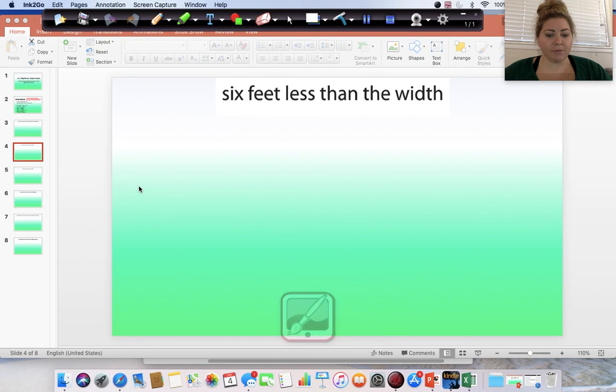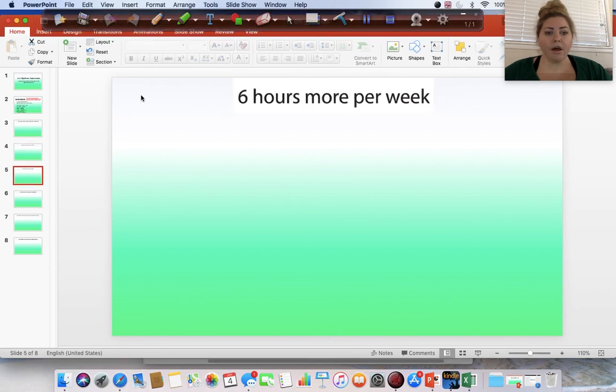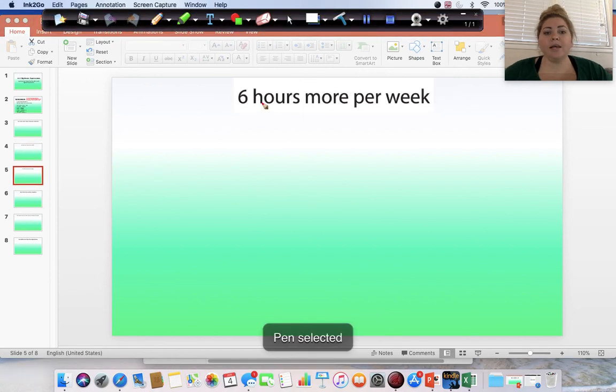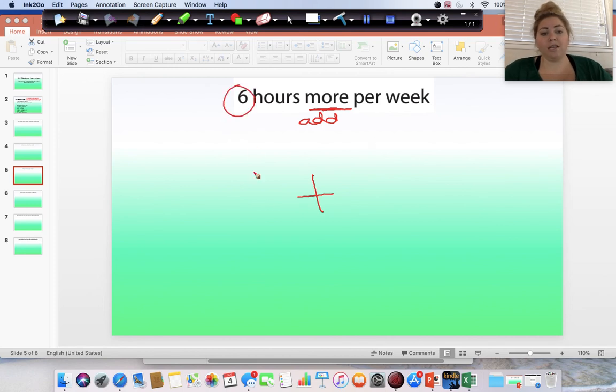Did I just mess something up? I might have. Okay, so let's do 6 hours more per week. So we know there's 6. More means to add, so we know there's going to be a plus sign. Remember with addition, plus sign, the order doesn't matter. So 6, we can put that first. And per week, we don't know how many weeks.